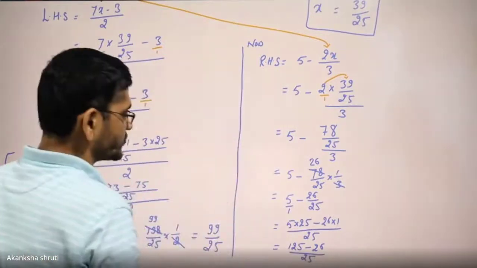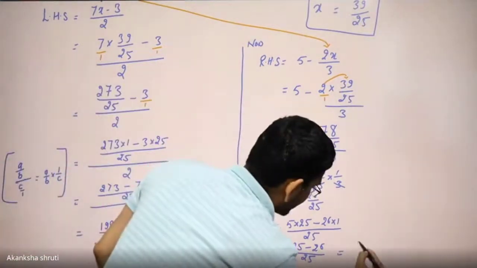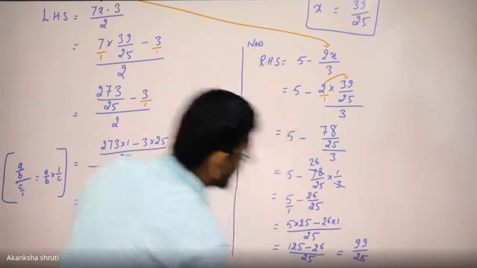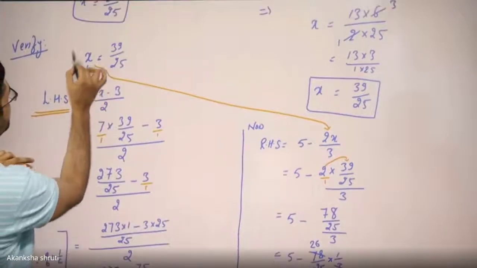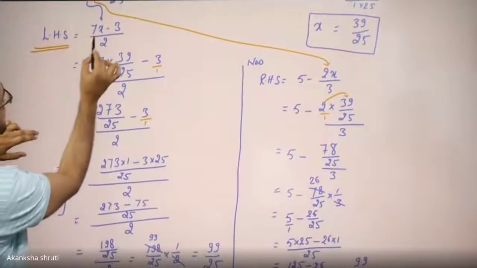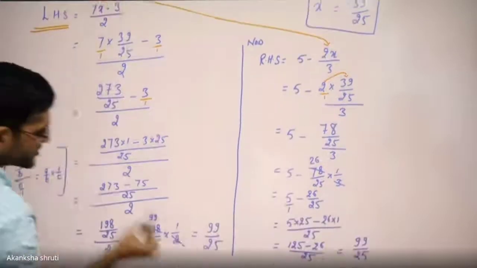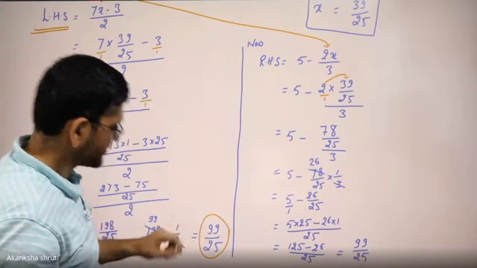Now 125 minus 26 is 99 and the denominator is 25. What are we getting, students? Very interesting result. So on substituting the given value of x in the LHS, which was 7x minus 3 by 2, we have obtained the value as 99 by 25.